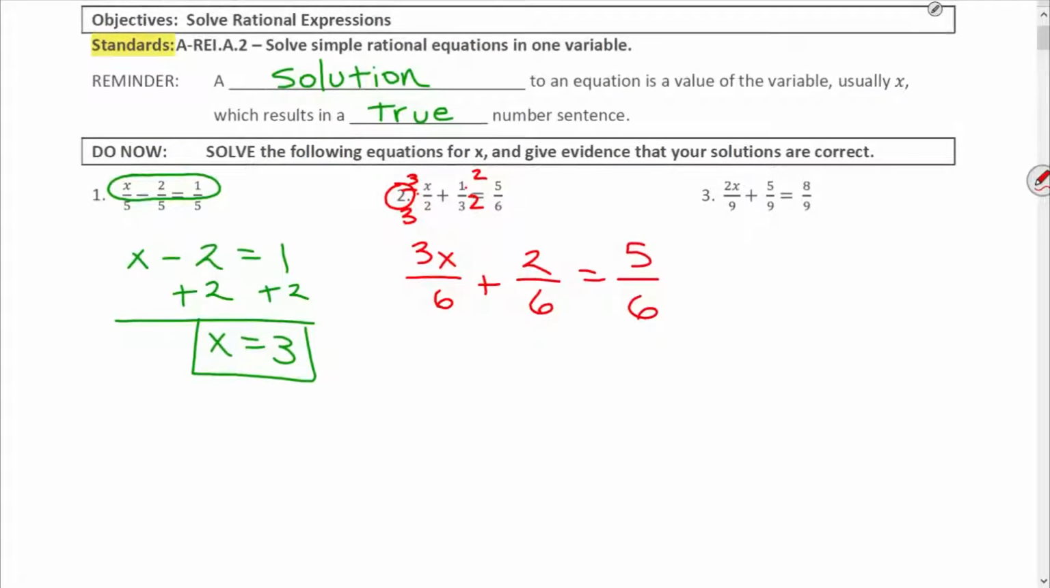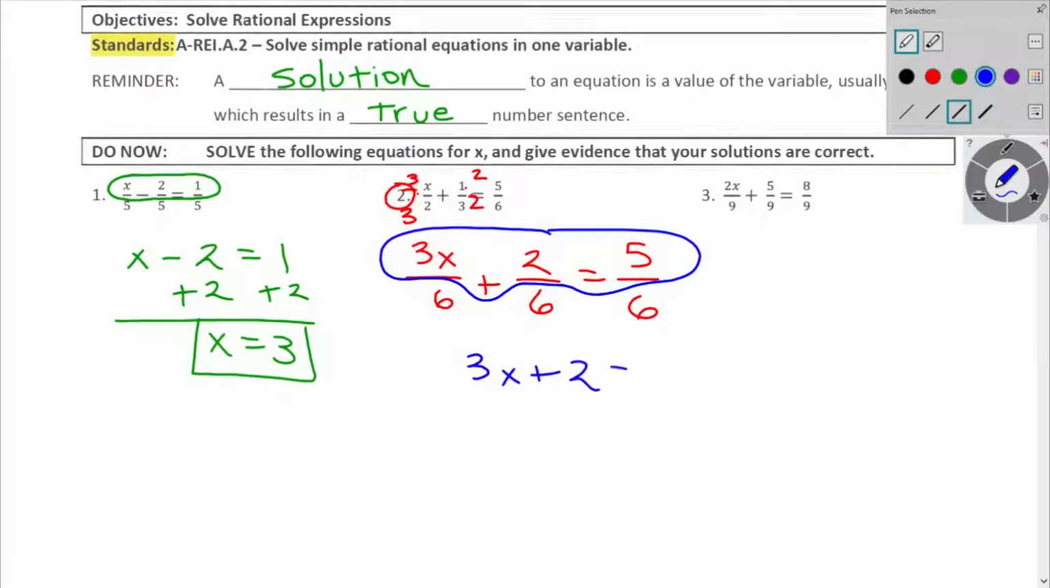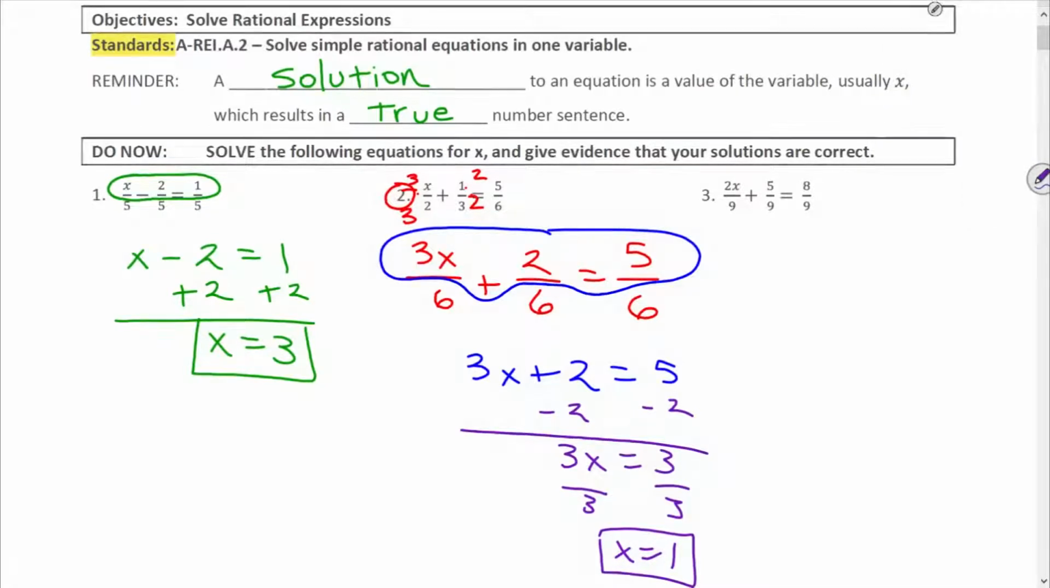Again, I have a common denominator, so I can focus on these numerators and ask myself, when is 3x plus 2 equal to 5? Well, if I solve this equation, I get x equals 1. So is that true? Is 1/2 plus 1/3 equal to 5/6? And it is. That is the method we're focusing on, but in much more complicated rational equations.